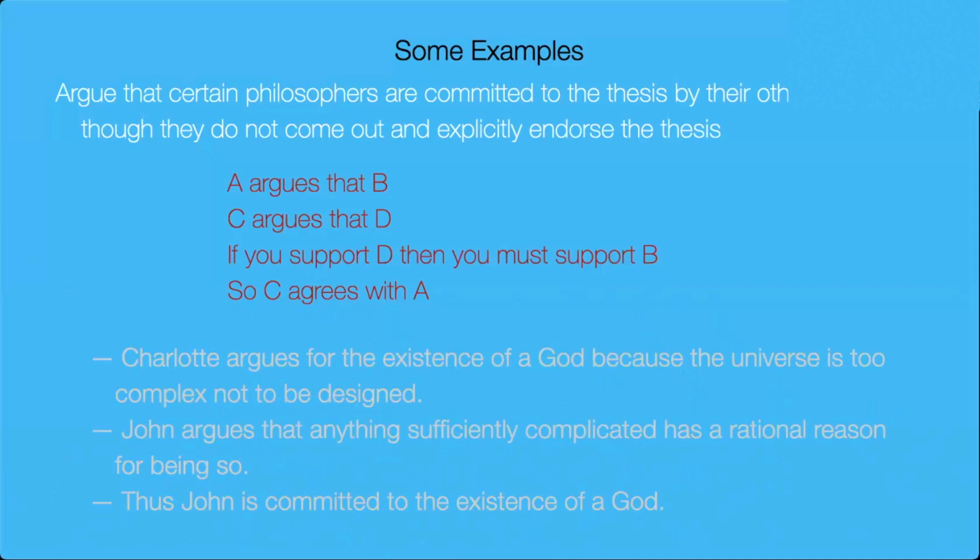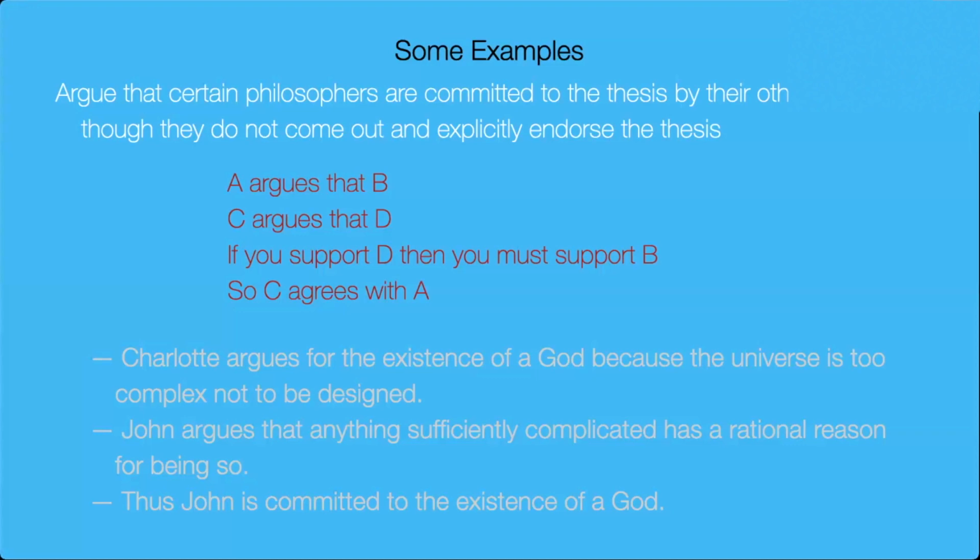And then you can say, ooh, I got you, John. The universe is very complicated. There must be a rational reason for it, according to you, John. And so, John, you must believe, like Charlotte, in the existence of a God, even though you've never said that you do, because your two arguments align in this way. You're committed to Charlotte's view in your own view. And this is a way to sort of bootstrap one philosopher onto another.